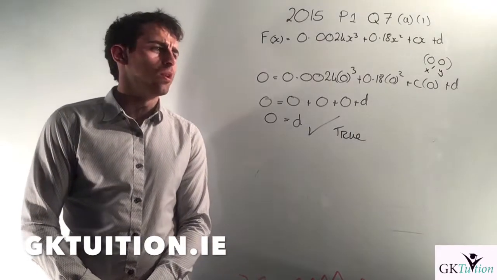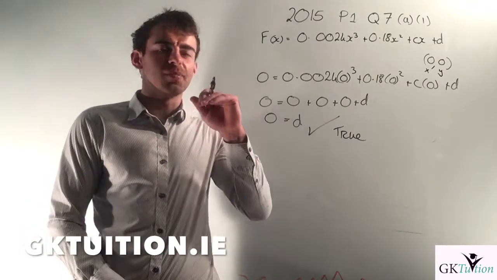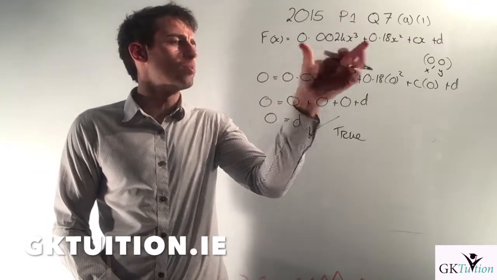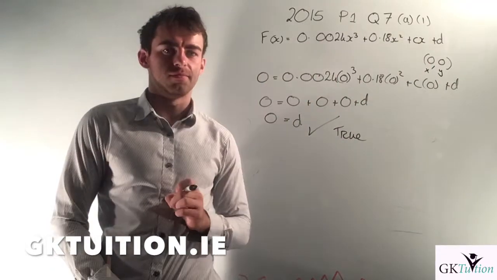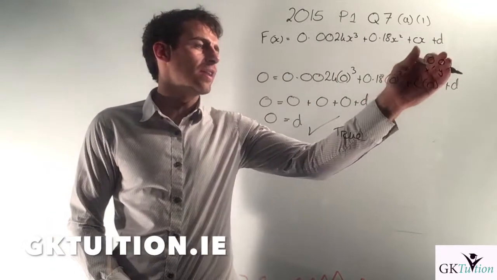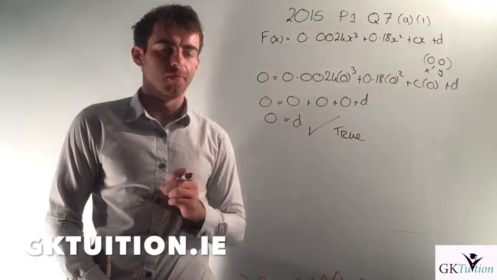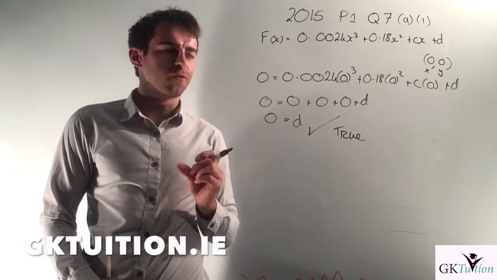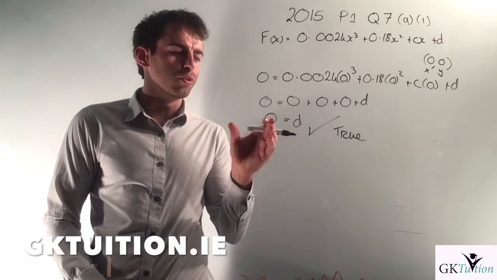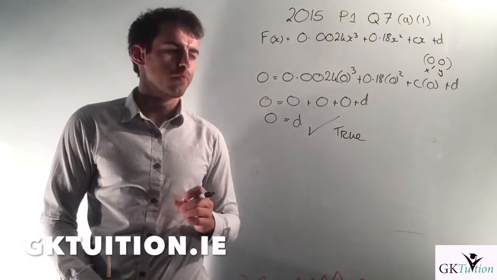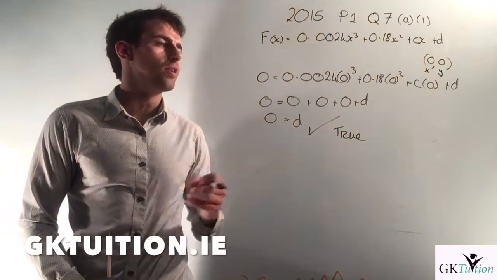This is question 7. In this question we're told that the descent of a plane as it begins to land can be described by the function f of x, and that the airport is the point O, the origin, which is (0, 0). In the first part of this question we're asked to prove that d is equal to 0. You'll see that I've already done it out here.